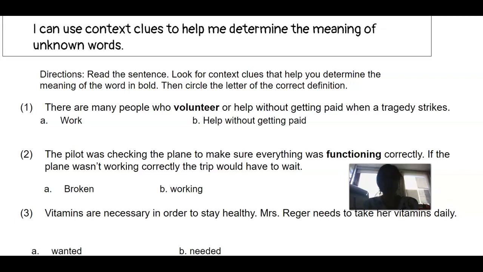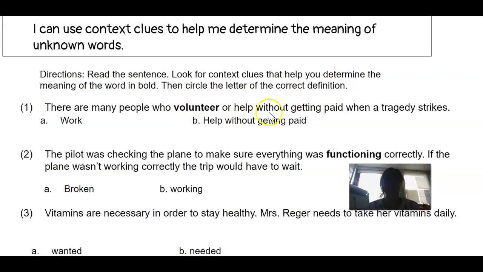There are many people who volunteer or help without getting paid when a tragedy strikes. Okay, now it's telling me to look for context clues that help you determine the meaning of the word in bold. Well, I'm going to look inside that word. Volunteer. You know what? Looking inside that word doesn't really help me. I don't know what volunteer means. I don't have any word relationships. So now I'm going to look outside of that word. Or help without getting paid. Somebody who volunteers must help without getting paid.